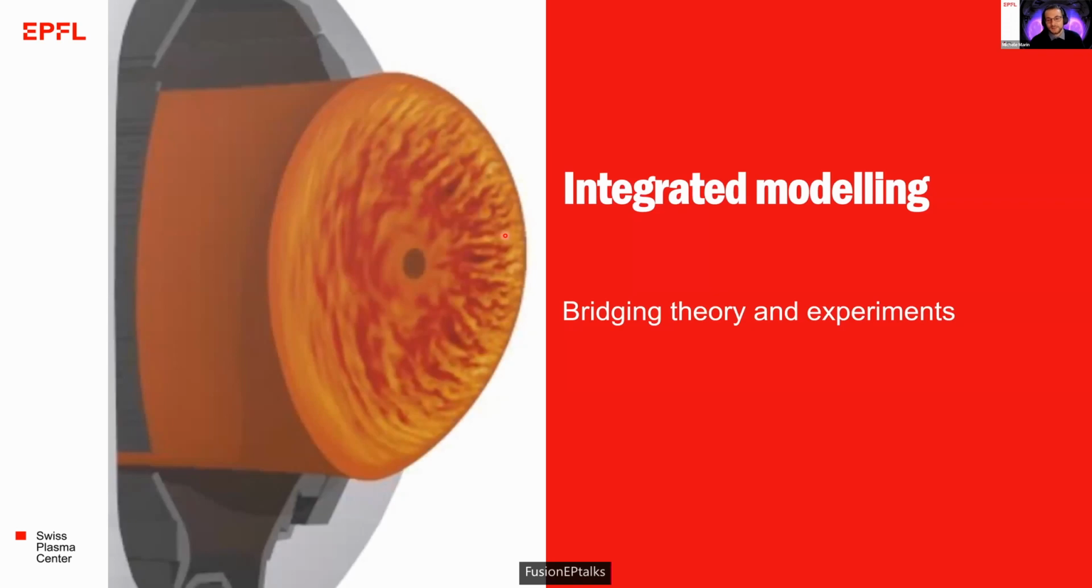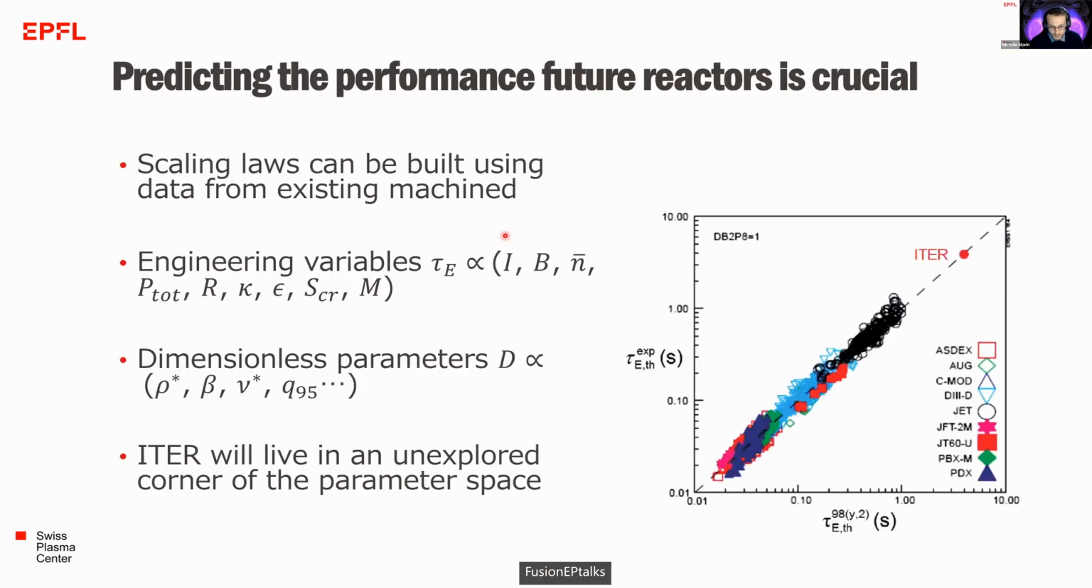I will start by introducing the integrated modeling, and I want to do this by starting with some motivation. So why do we do that? Of course, the end goal is to be able to predict the behavior of future reactors. And if we had only one experimental machine, that would be relatively easier.